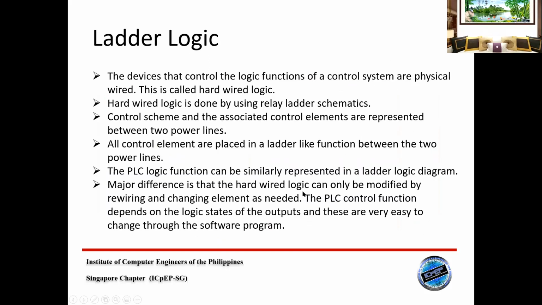Next, what is the ladder logic? The devices that control the logic function of a control system are physically wired. This is called the hardwire logic. Hardwire logic is done by using a relay ladder schematic. The control switches and the associated control elements are represented between two power lines, line 1 and line 2. So all control elements are placed in a ladder-like function between the two power lines.